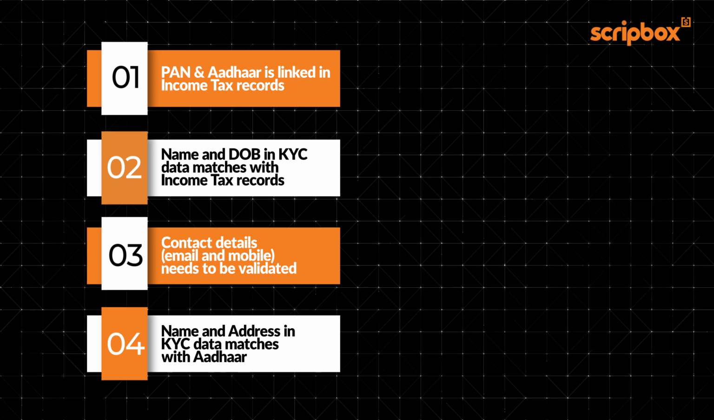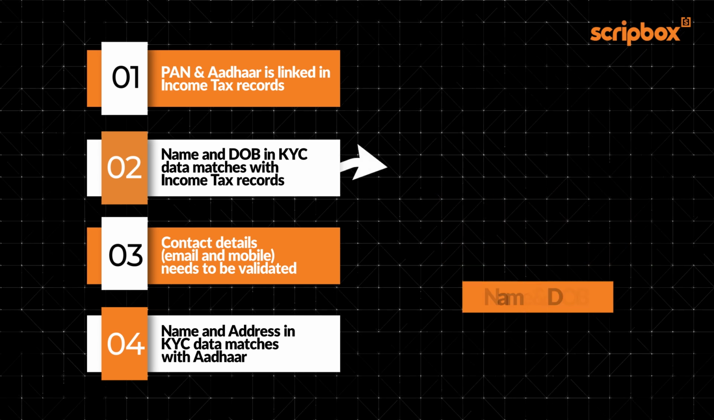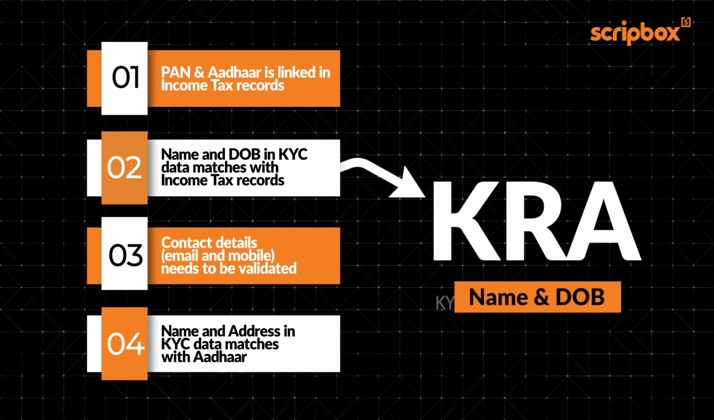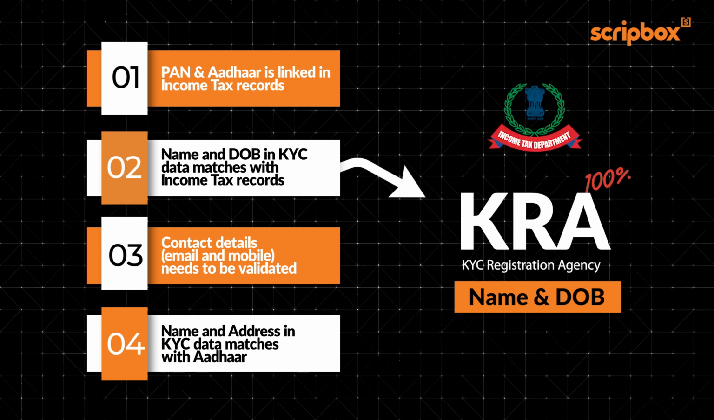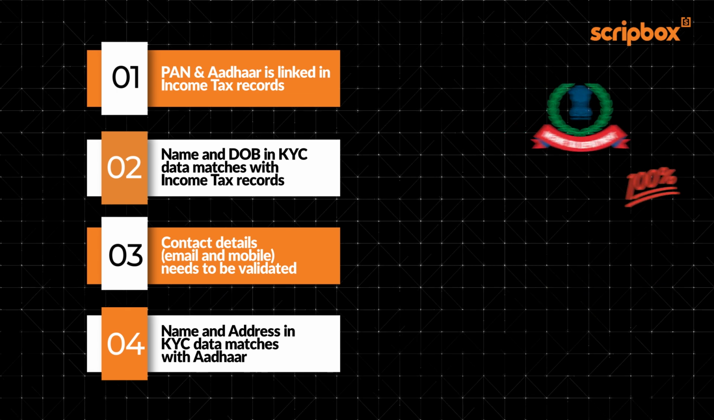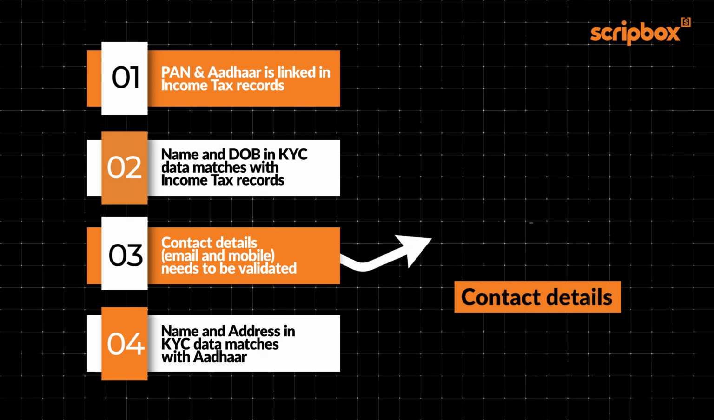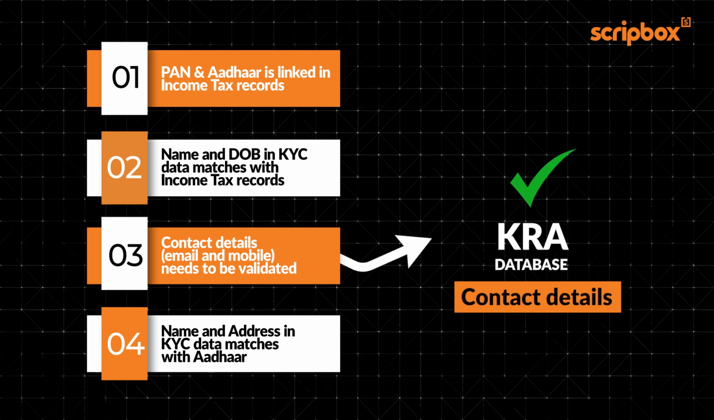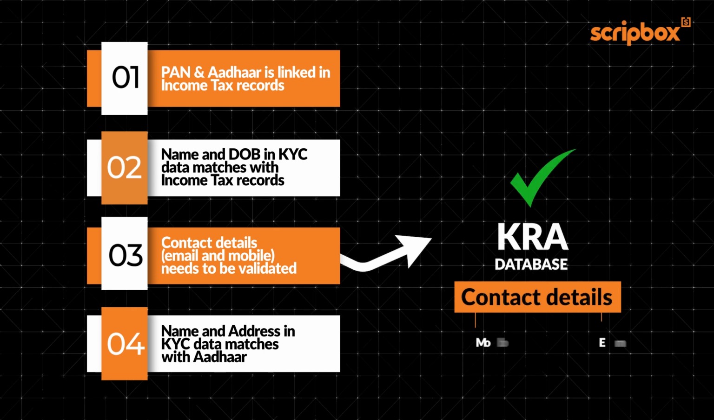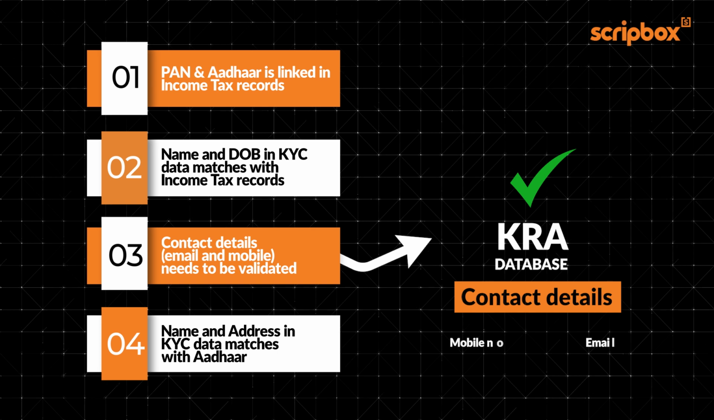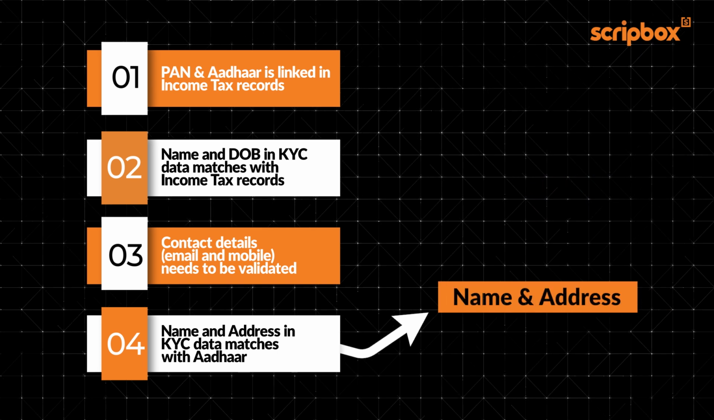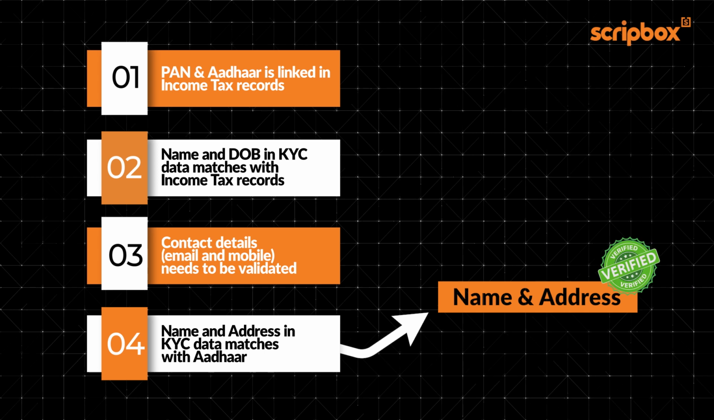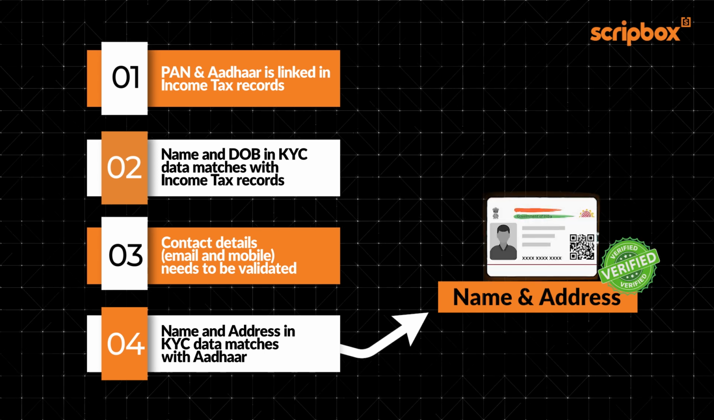The additional requirement which came was on the name and date of birth in the KRA, which means the KYC registration agency database, which has to be a 100% match with the income tax database. The third is the contact details updated in the KRA database have to be validated, which basically means it has to be verified that these are valid contact details, which means phone, mobile number and email ID. And the fourth is your name and address has to be verified with the source data, which specifically has to be Aadhaar.